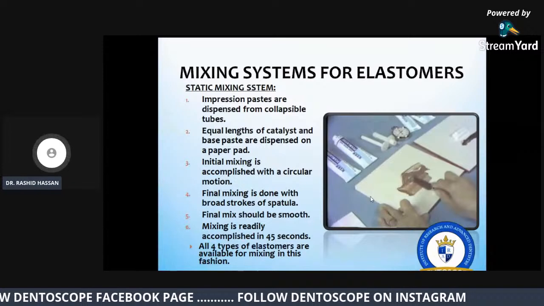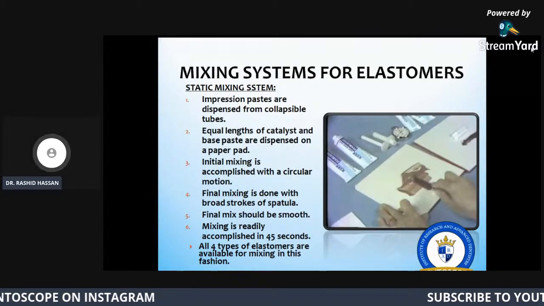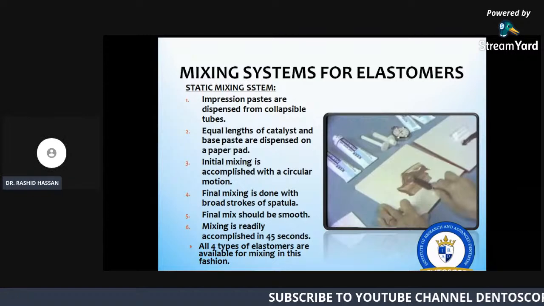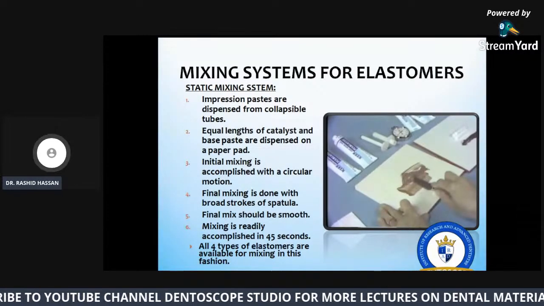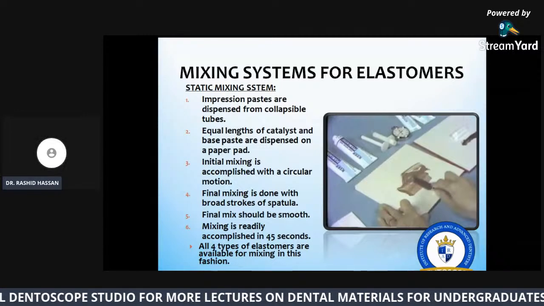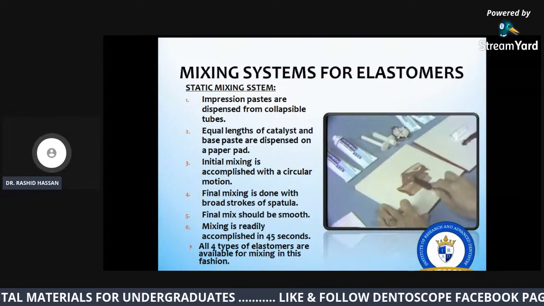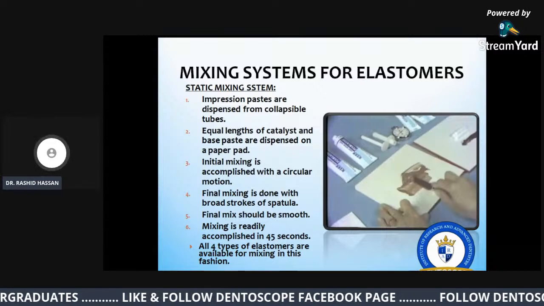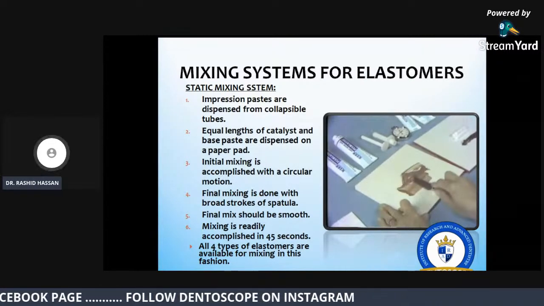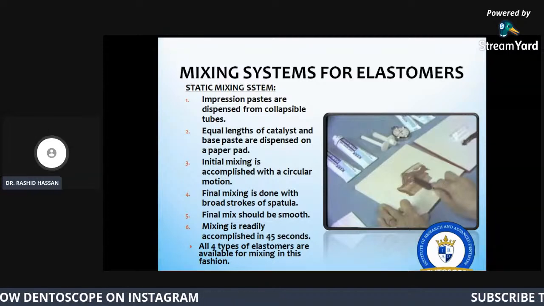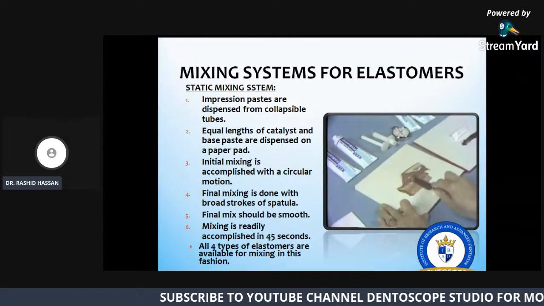Here, on the wax paper pad, you can easily appreciate the presence of the two tubes. Here, the initial mixing is done by the circular motion in which you give broad strokes to both the tubes, the base paste and the catalyst paste, and then in this case you get a homogeneous mixture.